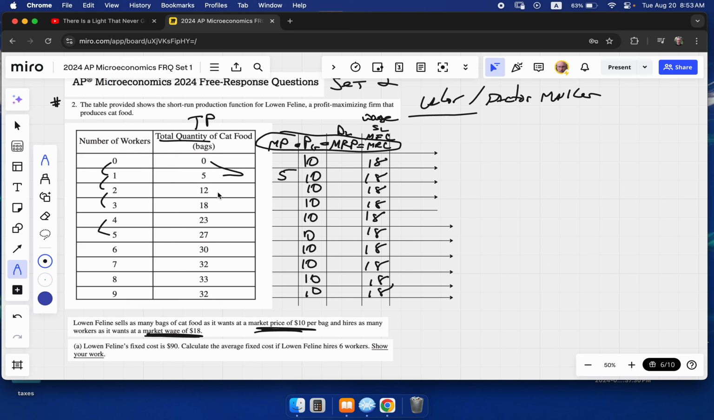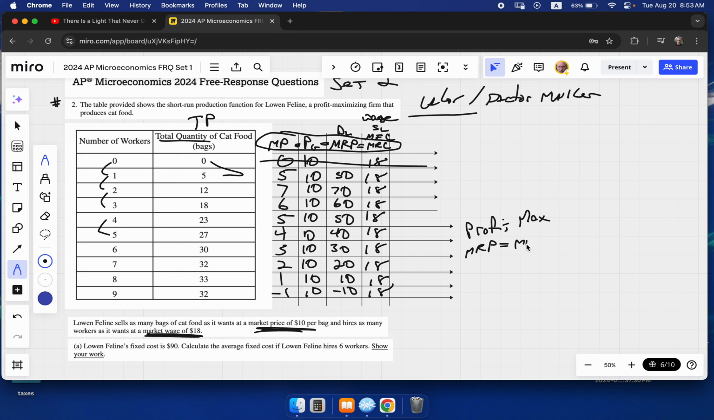Looks like we go 5, and then 7, and then 6, 5, 4, 3, 2, 1, and looks like a negative 1. We don't need to worry about the top line there. No workers, nothing's produced. There you go. So this looks like 50, 70, 60, 50 again, 40, 30, 20, 10, and a negative 10. Now, anytime I'm filling out these, the first thing I'm looking for is where profit max is. Profit max, as we should know, is always for labor where your MRP equals your MRC.